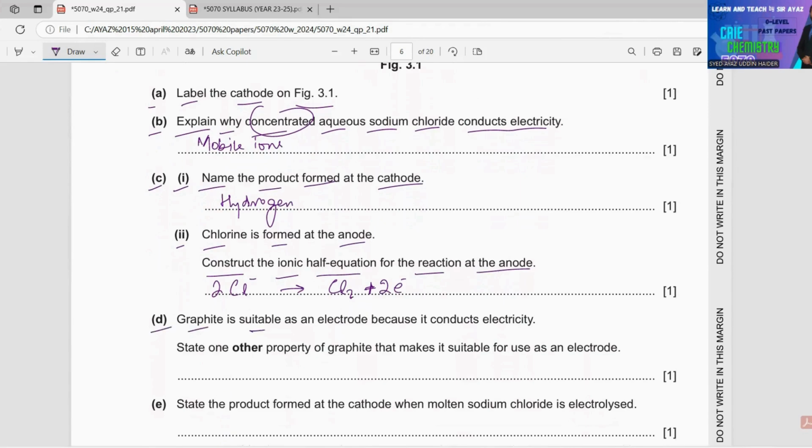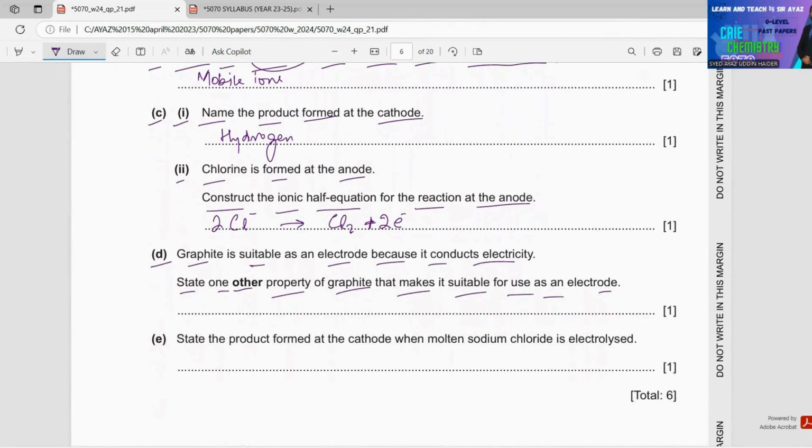D, graphite is suitable as an electrode because it conducts electricity. State one other property of graphite that makes it suitable for use as an electrode. It's inert or unreactive. You can either write inert or unreactive.